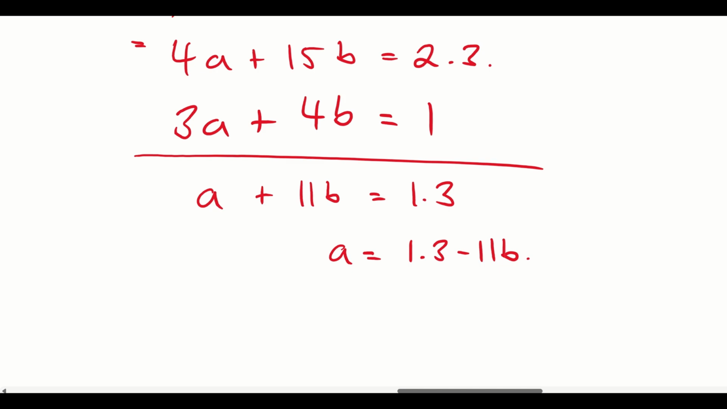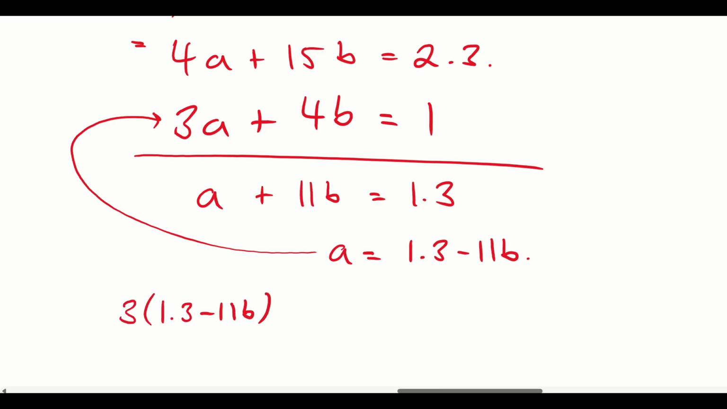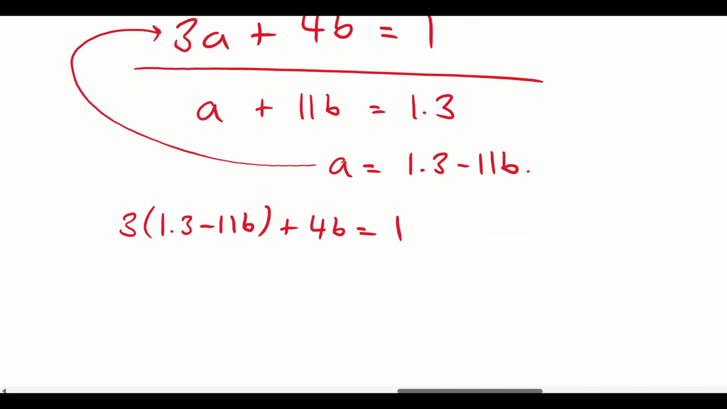And well, if I just pop that in for one of my equations, so if I take this and I pop it into here, I get 3 lots of 1.3 take 11B. So instead of writing an A, I write my new expression, plus 4B is to be equal to 1. And I just solve this.